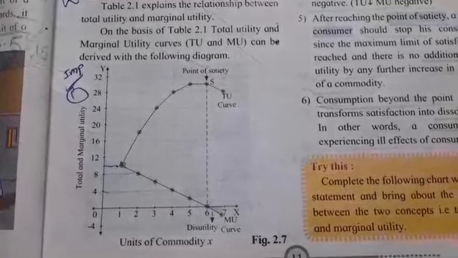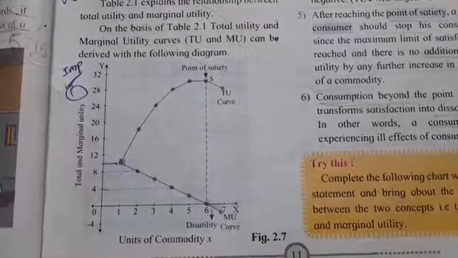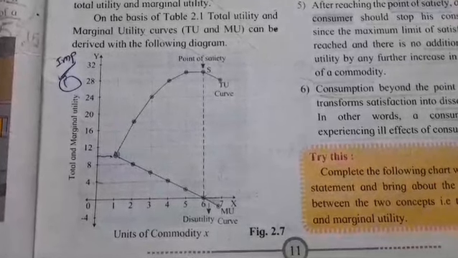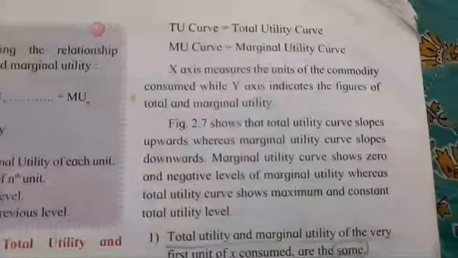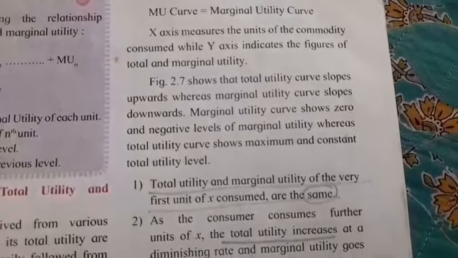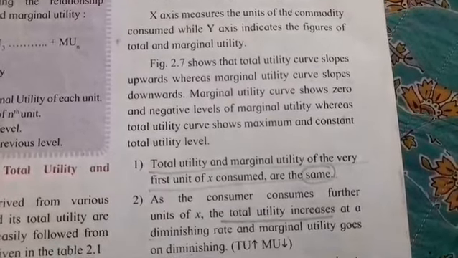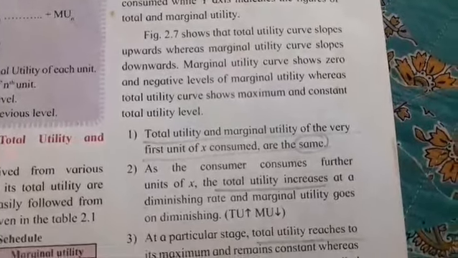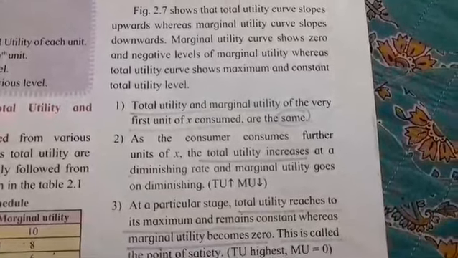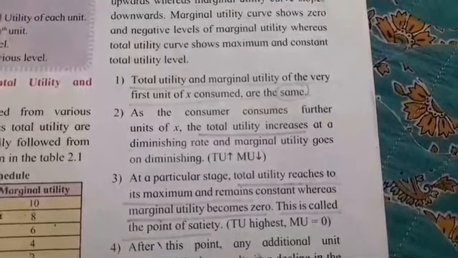On the basis of Table 2.1, total utility and marginal utility curves, TU and MU, can be derived with the following diagram. The TU curve is the total utility curve, the MU curve is the marginal utility curve. The X-axis measures the units of the commodity consumed, while the Y-axis indicates the figures of total and marginal utility. Figure 2.7 shows the total utility curve slopes upward, whereas the marginal utility curve slopes downward.